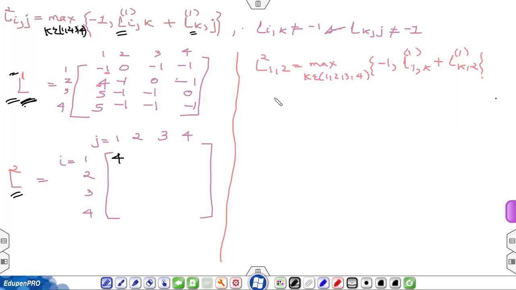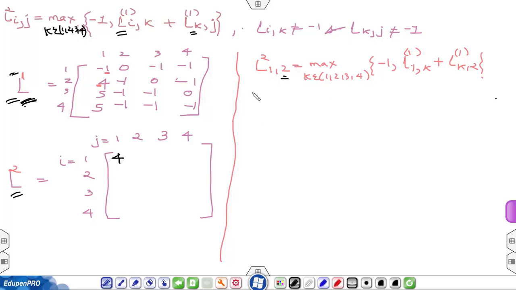So using the same approach, I can calculate any other elements of matrix L2. So I am calculating for 1 comma 2. The formula will be something like this: L of 1 comma 2 for matrix L2 is the maximum of minus 1, L 1 comma k, so i is 1, so 1 comma k, plus Lk comma 2, so j is 2 in this case, so this is k comma 2, and both will be taken from matrix 1, and k belongs to 1, 2, 3, 4.